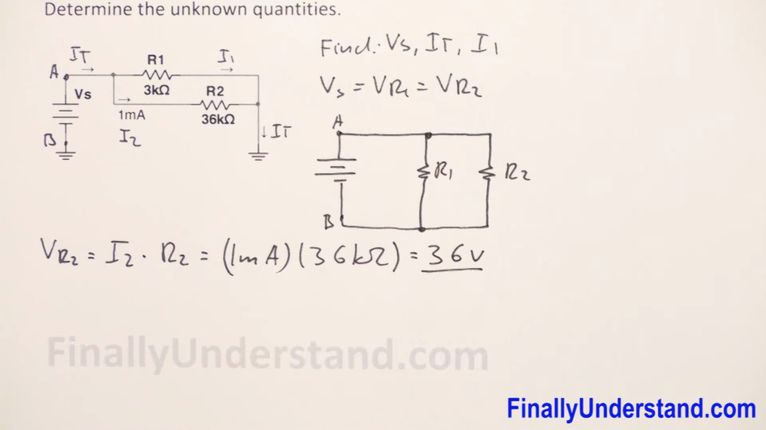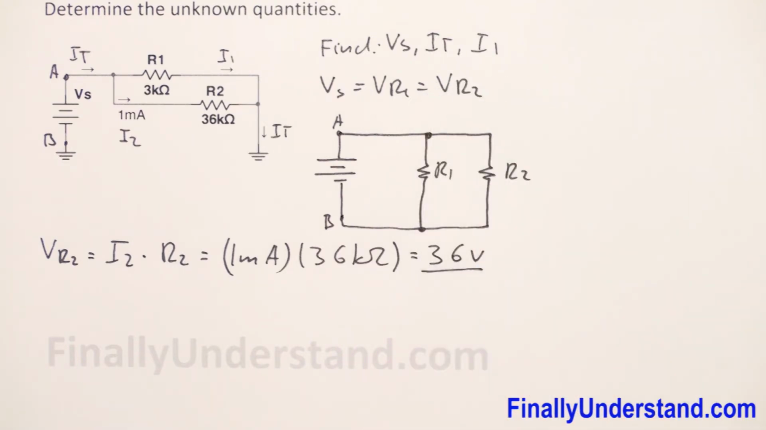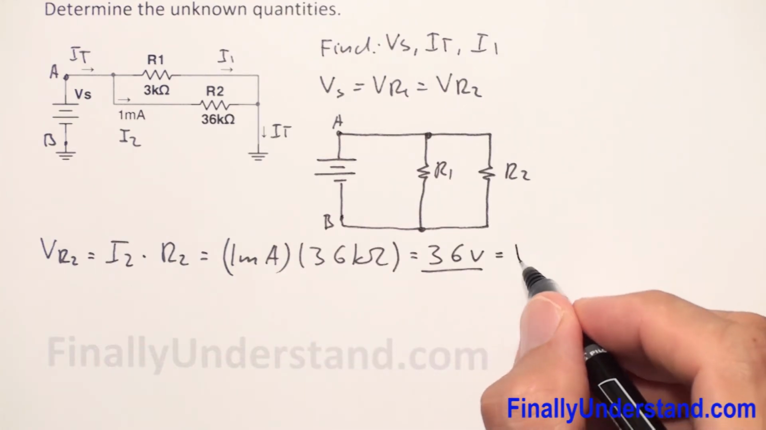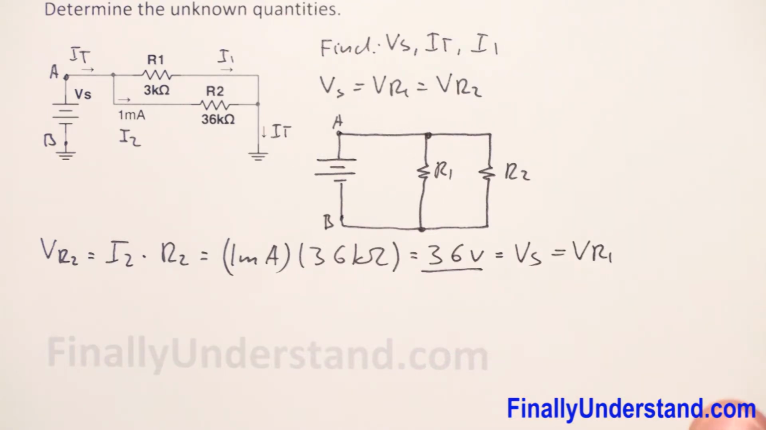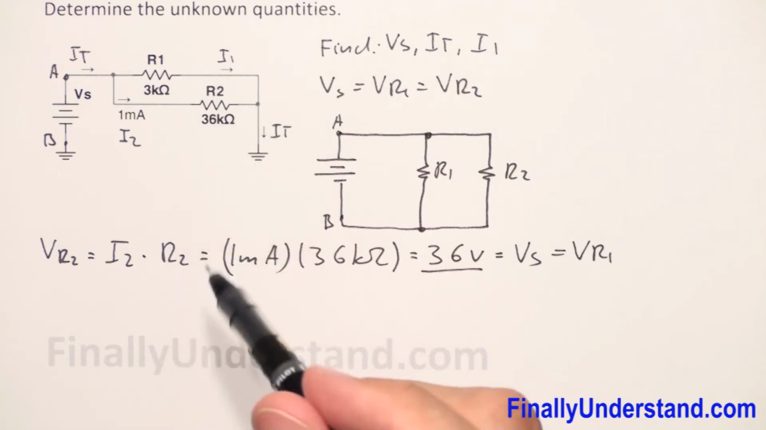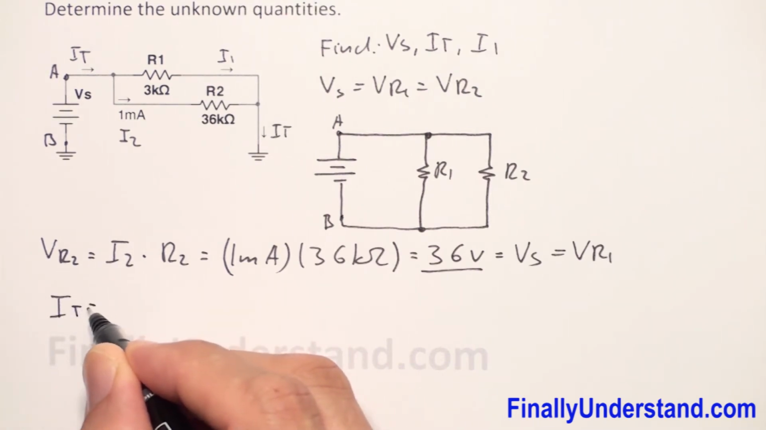But let's check how we're supposed to plug in these numbers into the calculator. So I have 1 exponent 3 negative times 36 exponent 3, okay, because this is kilo, equals 36 volts. So at the same moment I know my voltage source, which is also equal to 36 volts, and VR1, which is also equal to 36 volts. Next we're supposed to find I1. Okay, this is my I1.